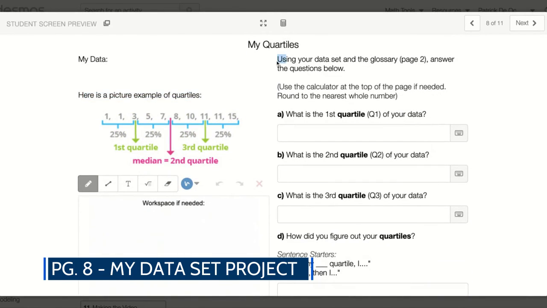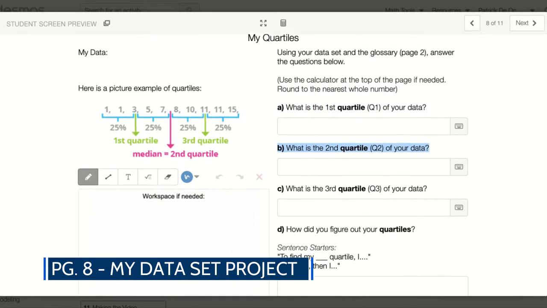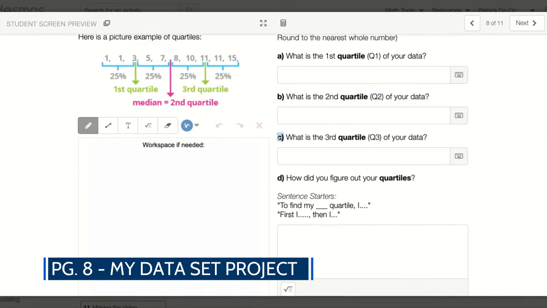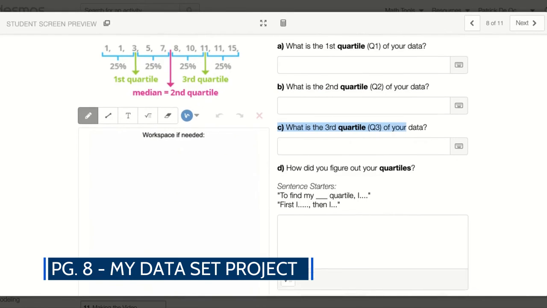And on the right side, it says, using your data set and the glossary on page 2, answer the questions below. Use the calculator at the top of the page if needed. Round to the nearest whole number. Letter A, what is the first quartile of your data? Letter B, what is the second quartile, or Q2, of your data? Letter C, what is the third quartile, or Q3, of your data?